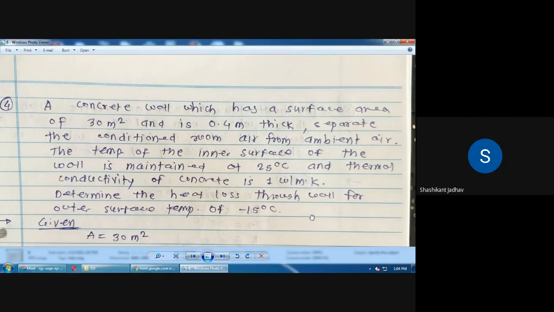Okay, what about others? Only 5 students have put their answer in the chat box. What about the remaining? Okay, it is a very simple problem. We know the Fourier's law of heat conduction, that is Q is equal to K into A into dT by dx.